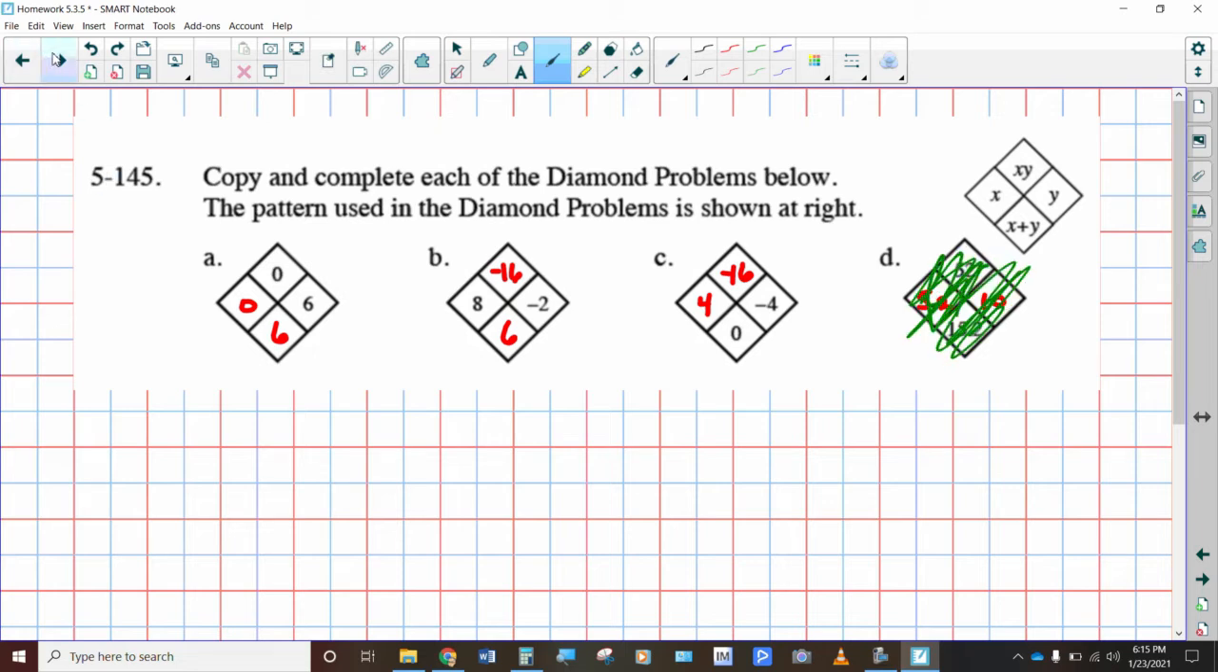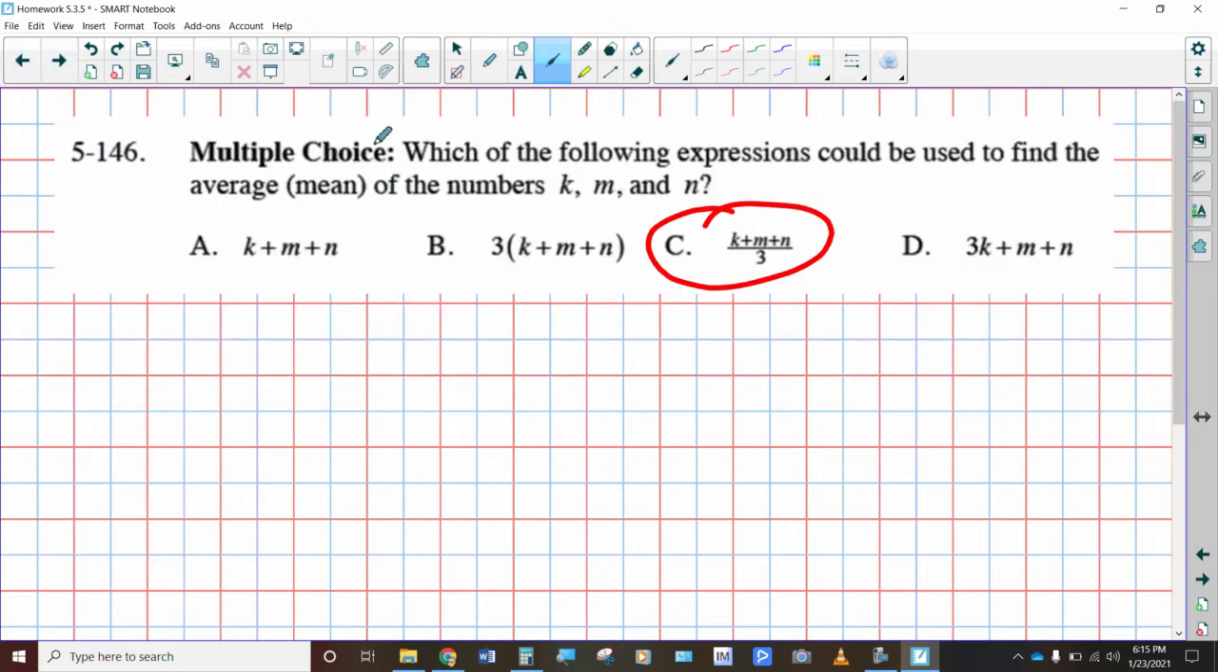Let's just move on. All right. Which of the following expressions could be used to find the mean? Remember, when you find the mean of 3 numbers, or any set of numbers, you add these numbers together, then divide by the number of numbers. So k plus m plus n divided by 3 will always give you the mean. So it's first add, then divide, the process for finding the mean.